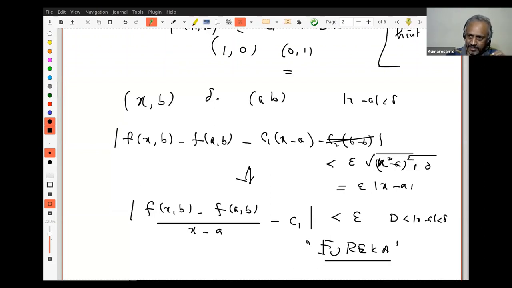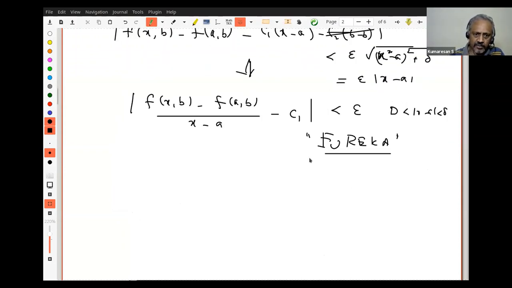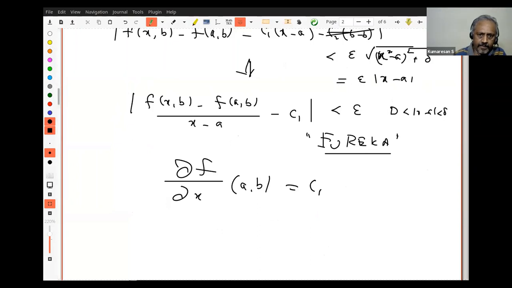Do you understand this? Let me formulate or conclude what I have found. If you tell me f is differentiable at (a, b), then I have a first degree polynomial c1 times (x minus a) plus c2 times (y minus b), or c1 times h plus c2 times k. Then I know what is c1. What is c1? It is the first partial derivative. Let me use the notation. I'll define it for those. I'm sure all of you know this. In case you don't know this symbol, I'll come to that.